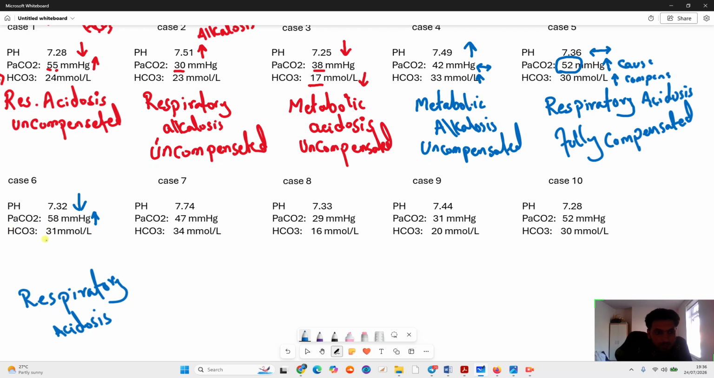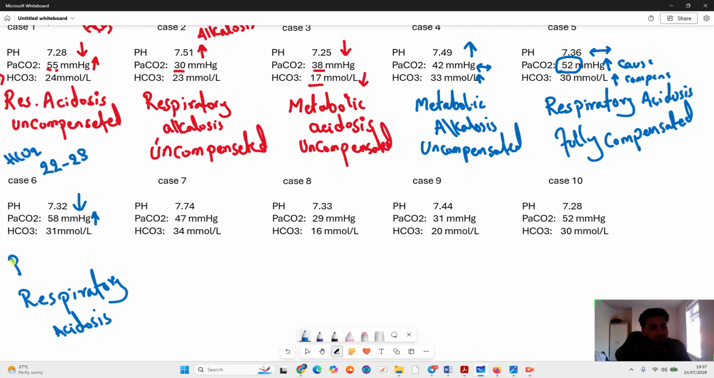Look for the bicarbonate. Normally the bicarbonate level is between 22 up to 28. That is the normal value of the bicarbonate. So in this case, the bicarbonate is slightly increased. It means the kidney wants to compensate this condition, but it still didn't. He tried, but he didn't.